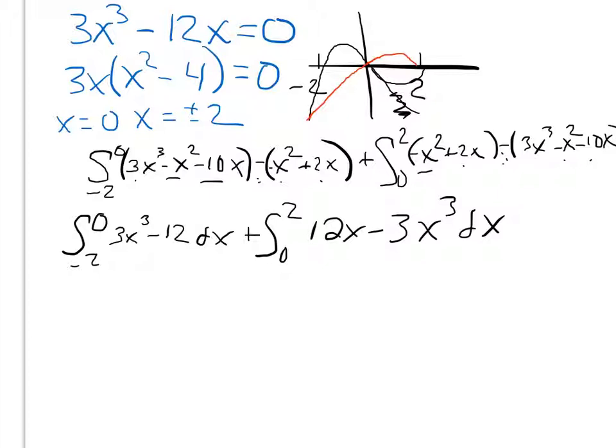But putting each of these into my calculator, the first one gives me 12. The second one also gives me 12, giving me a total area of 24 for my 2 integrals.